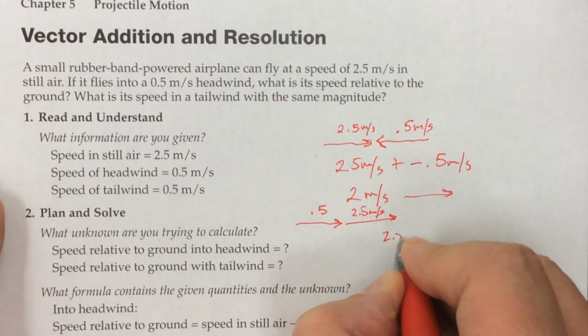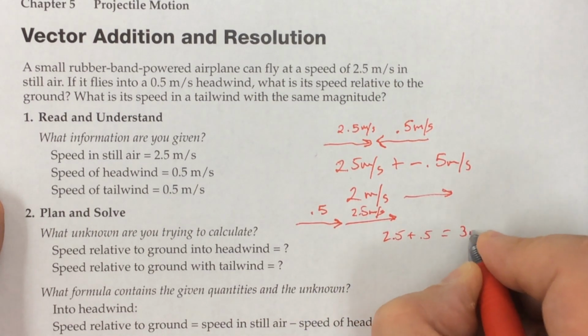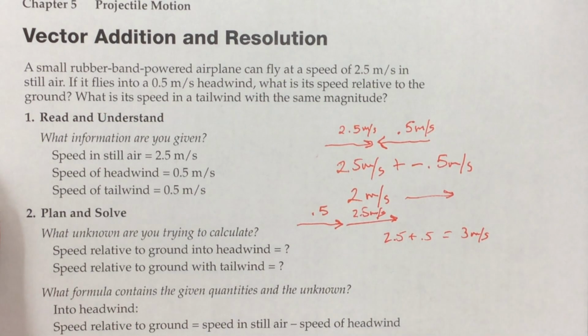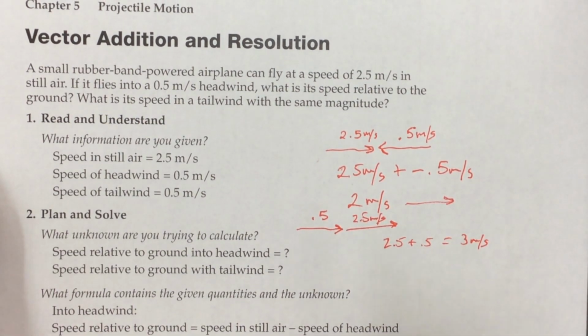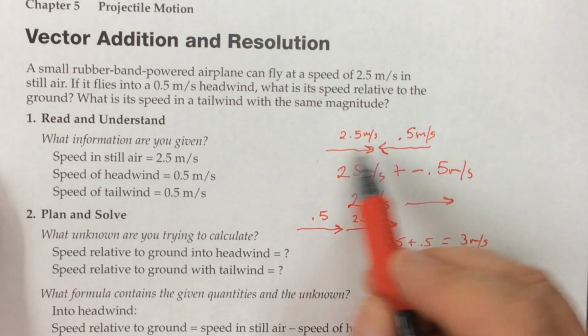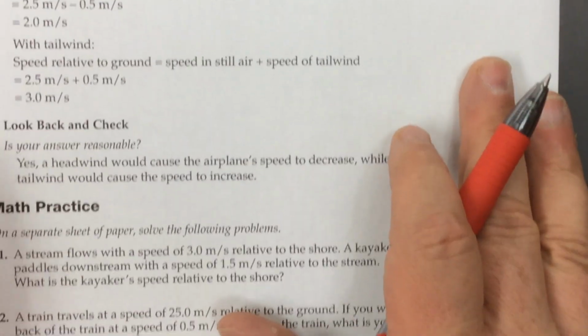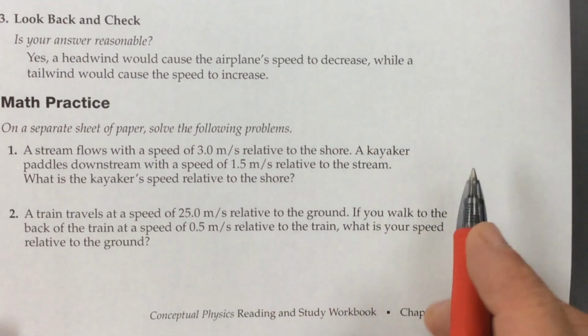And you're going to get 2.5 plus 0.5 equals 3. So 3 meters per second. So if someone's standing on the ground, that plane would be going 3 meters per second flying. But if it had a headwind coming at it, it would only go 2 meters per second. All right, I hope that helped you. So let's look at a couple of these examples.